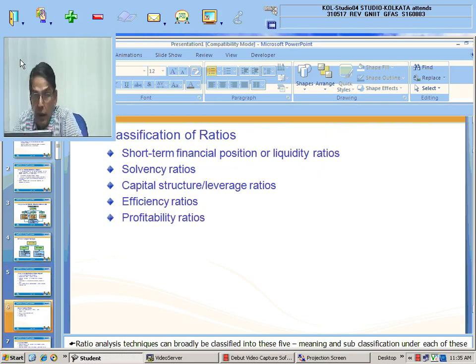So we'll talk mainly about 5 types of ratios. The first one is the short-term financial position or liquidity ratios. The others are solvency ratios, then capital structure or leverage ratios, efficiency ratios, and profitability ratios. These are the 5 broad groups of ratios we will talk about.